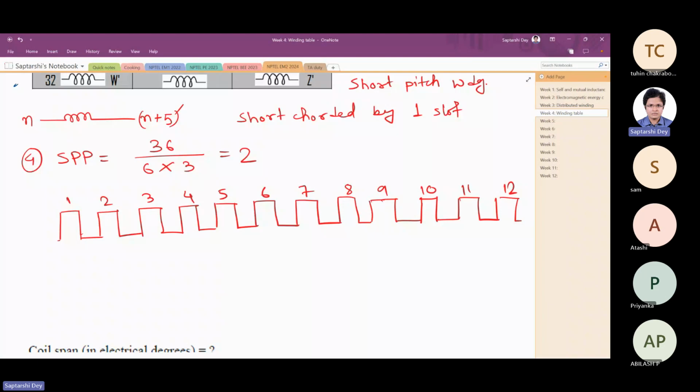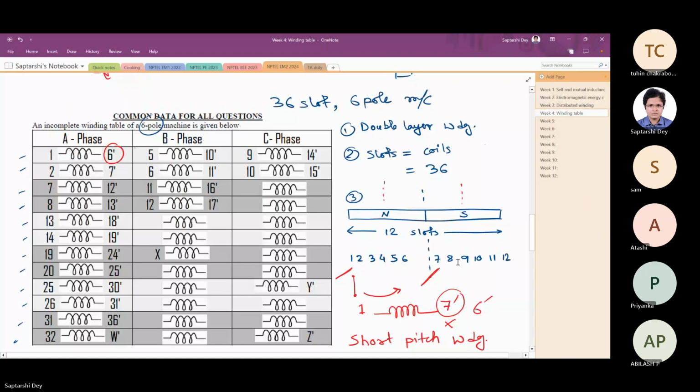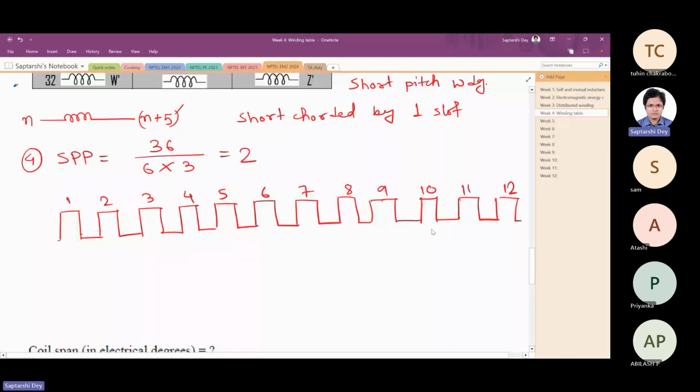Okay. Now we have seen here that 6 slots will create one pole. So let us say from here until here is North Pole, and then there it is. So this is one pole. This much is one pole. Now look at this SPP. Slot per pole per phase is 2. So out of these 6 slots, 2 will be occupied by one phase. So phase A.